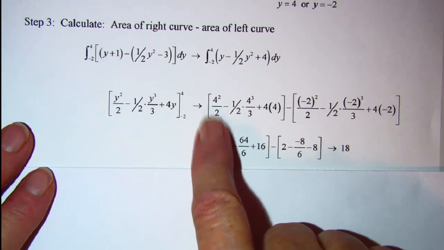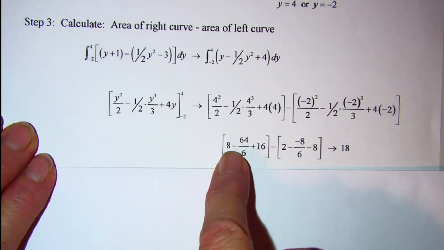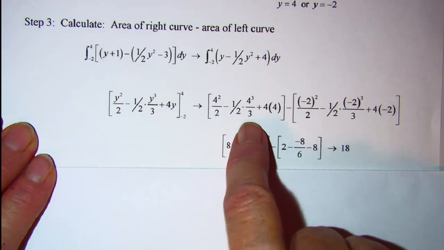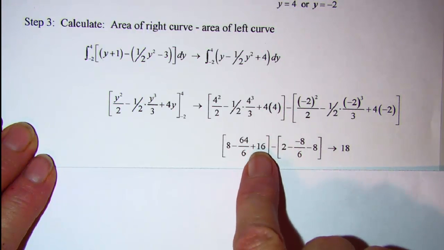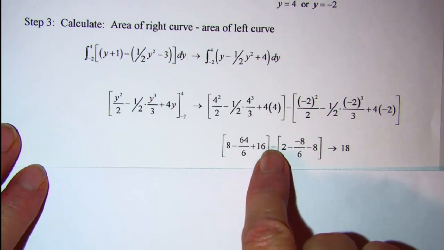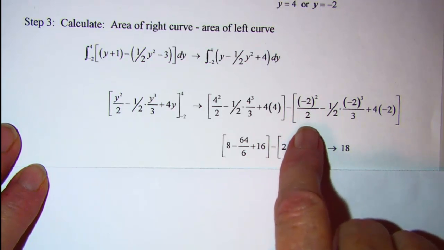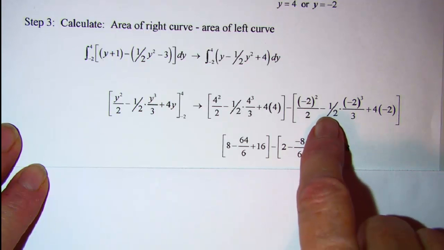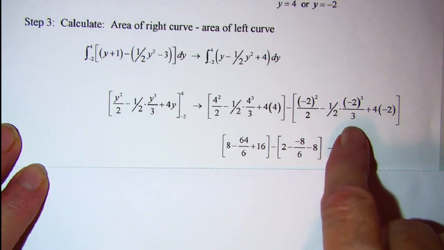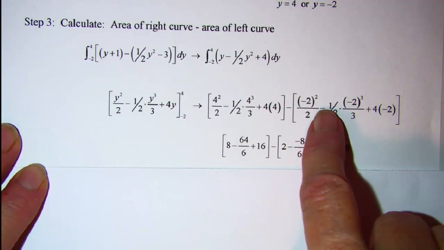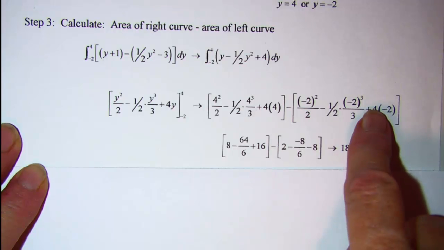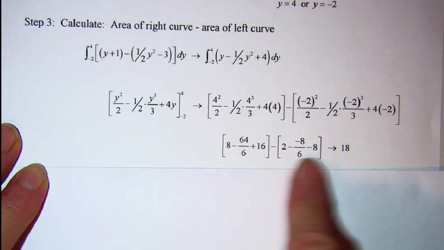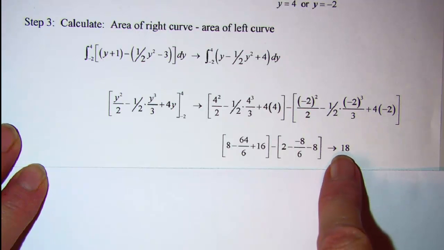Right. 4 squared is 16 divided by 2 is 8. And then here we have 64 over 6. And then plus 16. And then subtract from that, this is 4 divided by 2, which is 2. And then this is -8 over 6, but I have this minus sign here, so minus 8 over 6, and then minus 8. When we do the math here, we end up with an area of the region equal to 18.